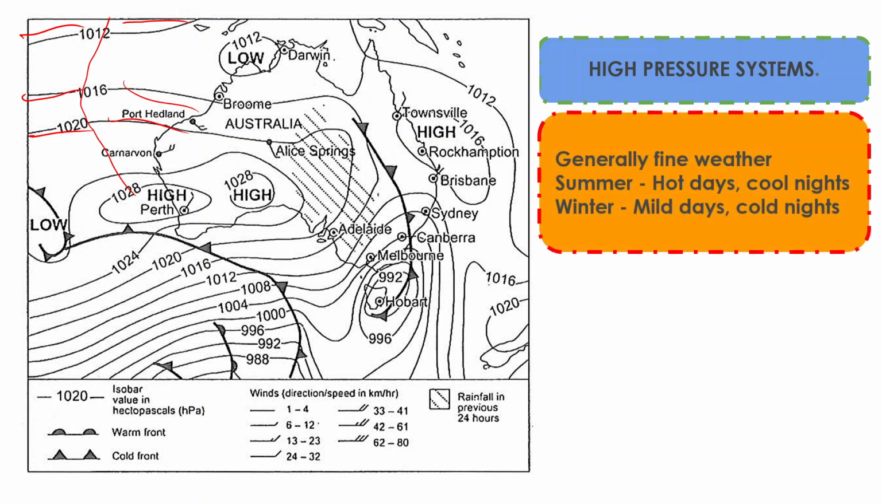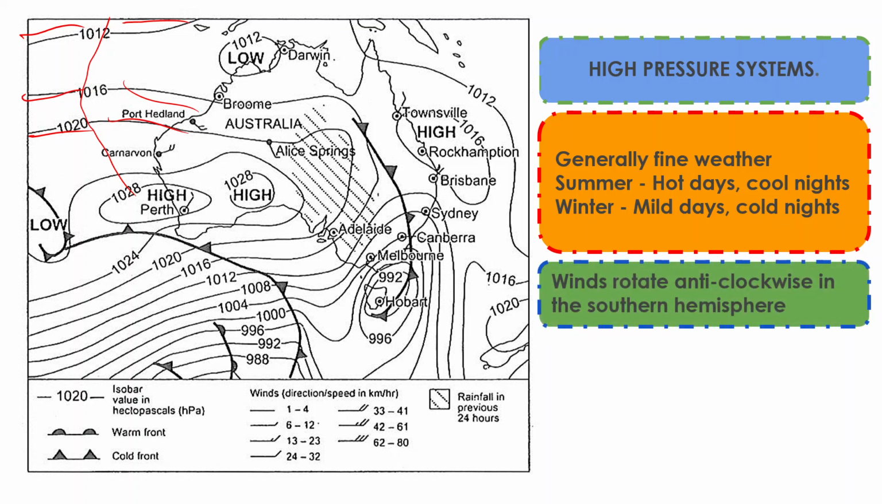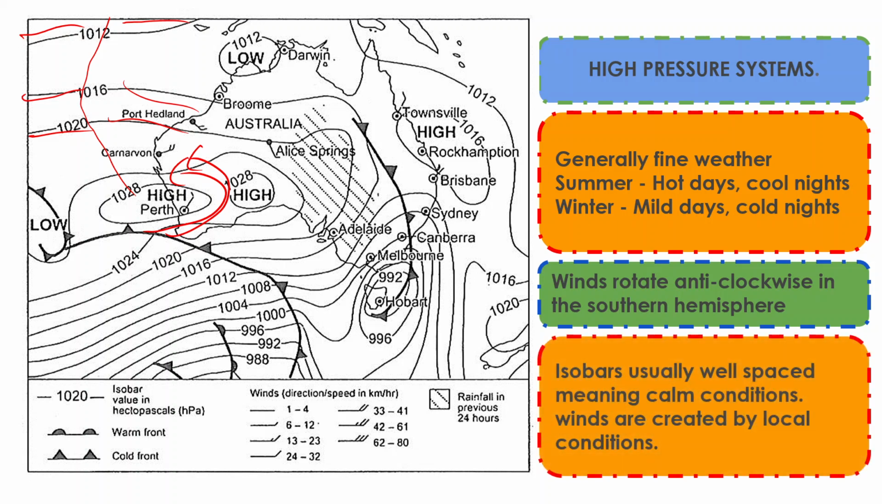Now high pressure systems generally bring fine weather, and in summer they're hot days and cool nights, and in winter mild days and cold nights. The winds in a high pressure system rotate in an anti-clockwise direction in the southern hemisphere, and the isobars are usually well spaced, and that means calmer conditions. There can be local winds, especially if you're near the beach, but generally it's calmer than other places, and that's really very typical of what we can see here compared to what we can see down in the southern parts of the Australian territory.